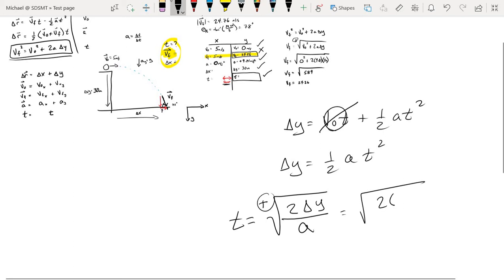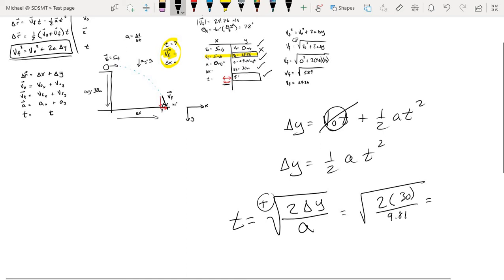Go ahead and plug your values in. Delta y is 30. The acceleration is positive 9.8. Again, this is the importance of our reference frame and labeling things accordingly, because I need everything underneath this root to be positive. If it's not, go back and see where your error is.